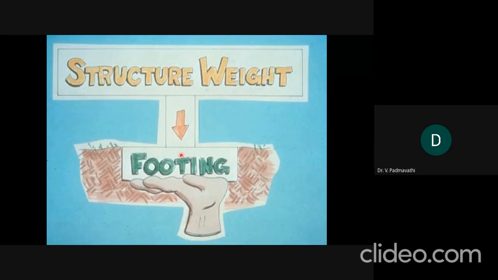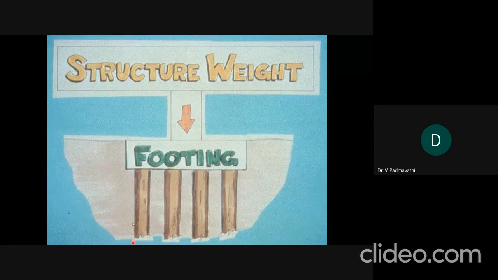If the width of the foundation is more, then we can say it is a shallow foundation. If the depth of the foundation is more, then it is said to be a deep foundation. In both cases, the only thing is that the loads are transferred from the superstructure to the subsoil, whether it is a shallow foundation or a deep foundation.